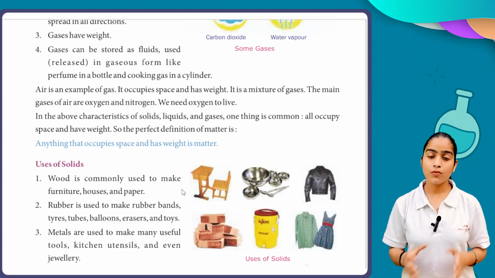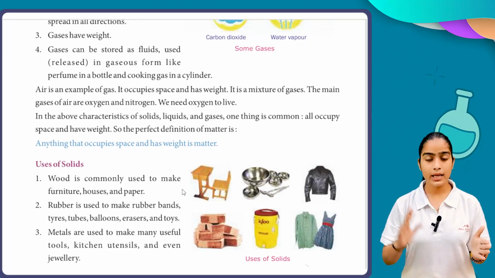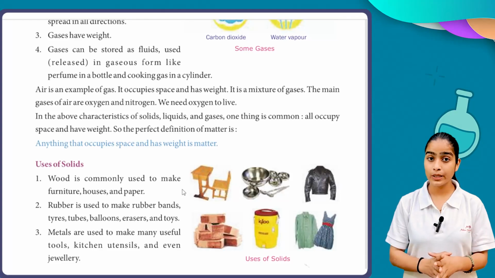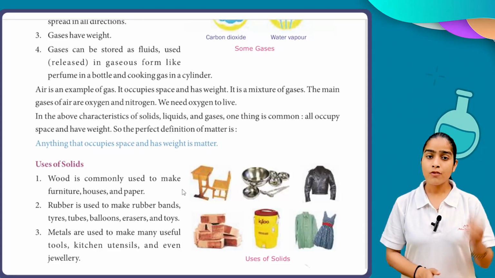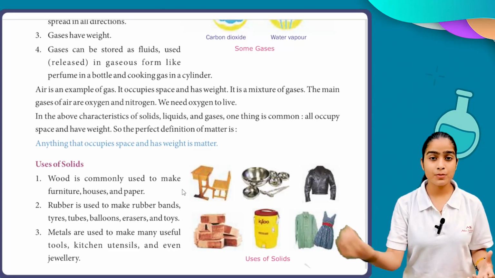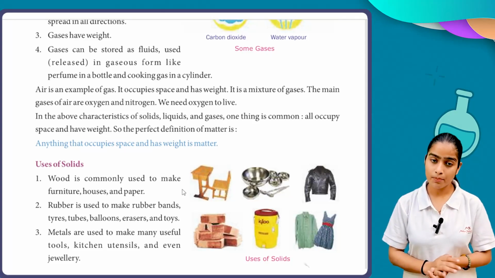So first of all, we classify matter into three groups: solid, liquid, and gas. After studying each and every kind of matter, what we understand here is that we have a combined definition: we can say anything that occupies any kind of space and has any kind of weight is referred to as matter.